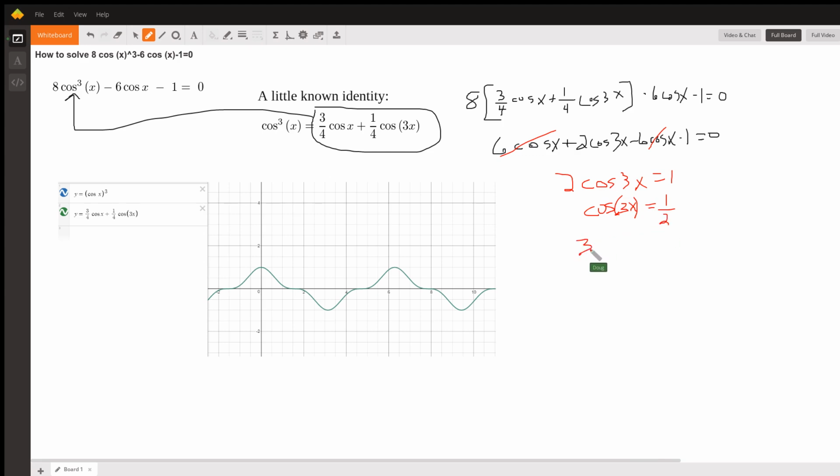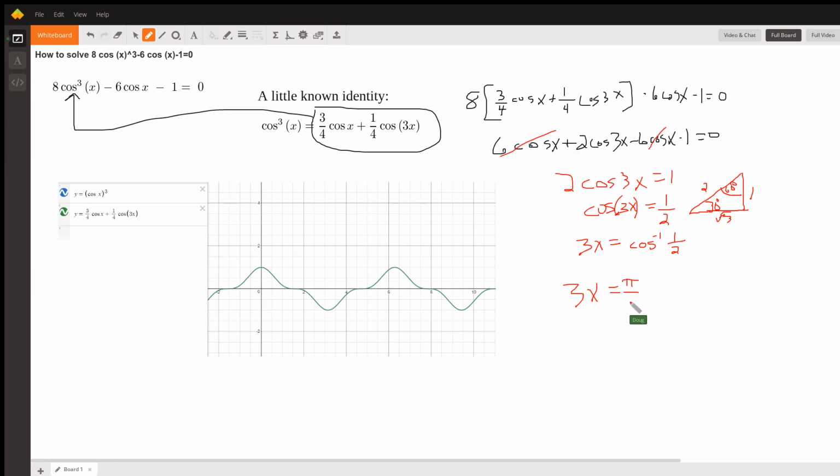So 3x is equal to the inverse cosine of 1/2. Of course, there's infinitely many angles that have a cosine of 1/2. One of those, if we think about the 30, 60, 90 right triangle, 30, 60, 1, 2, radical 3, we see that 3x can be 60 degrees. That's an angle that has a cosine of 1/2, or pi over 3.